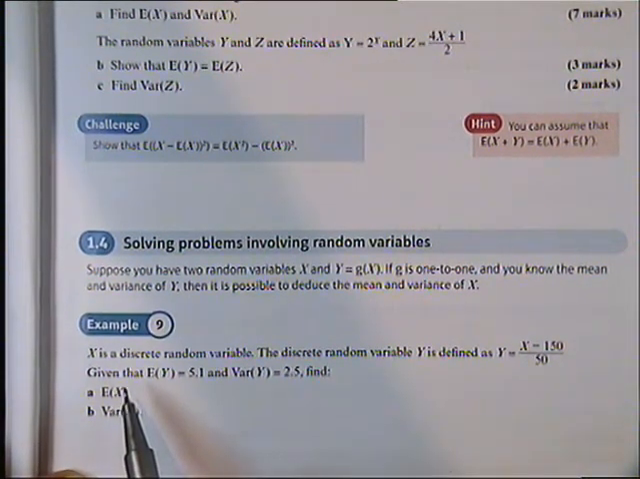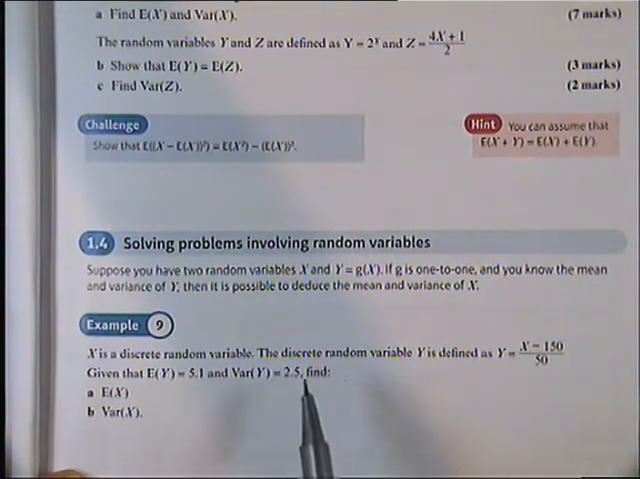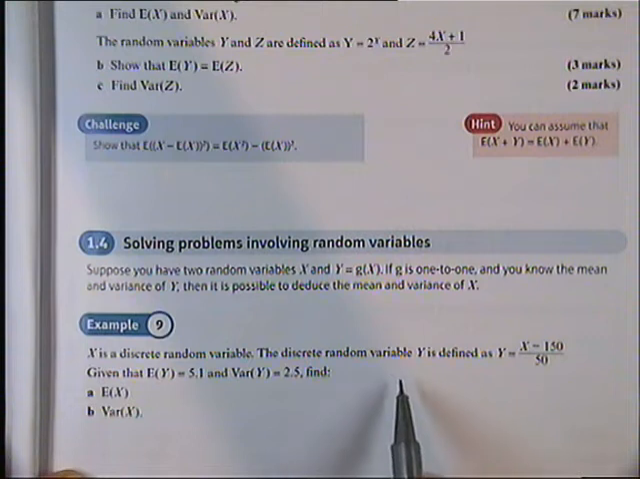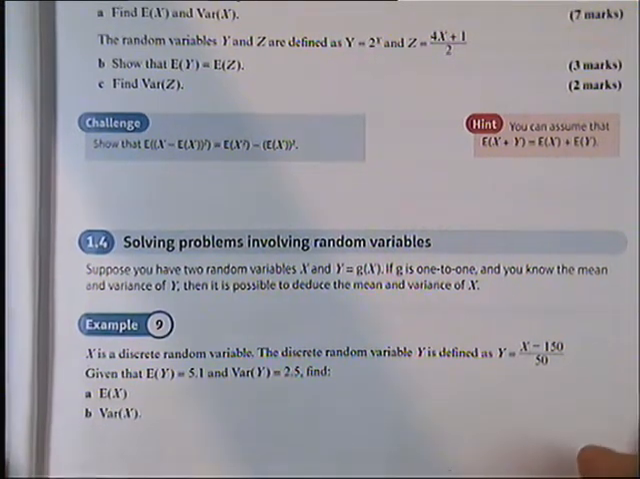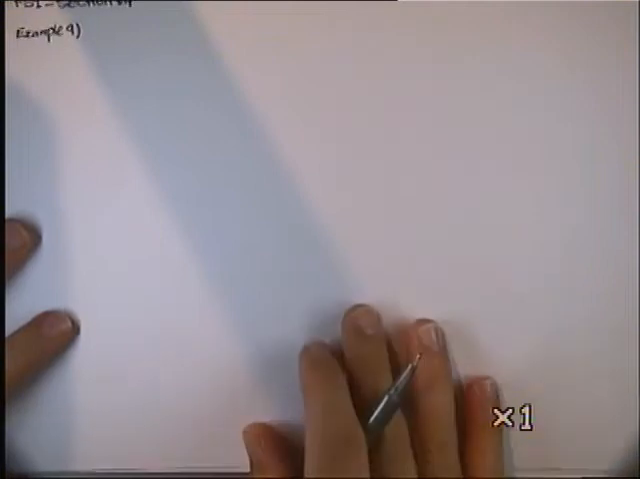Example 9. X is a discrete random variable. The discrete random variable y is defined such that y is equal to (x minus 150) over 50. Given that E of y is equal to 5.1 and variance of y is equal to 2.5, find A, the expected value of x, and B, the variance of x. Okay, so let's start to solve this question.